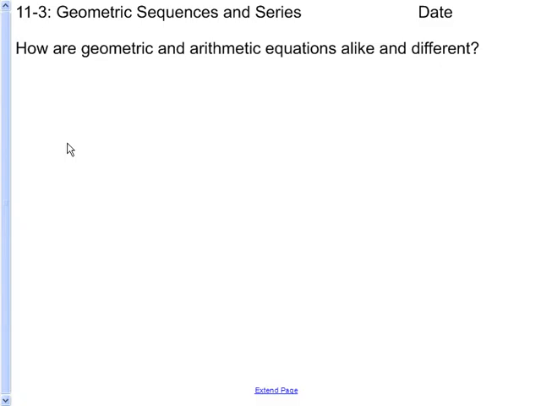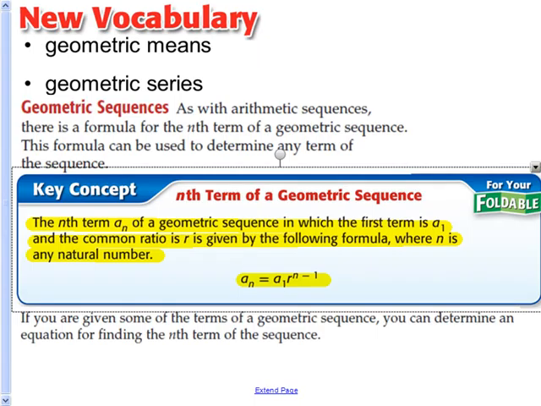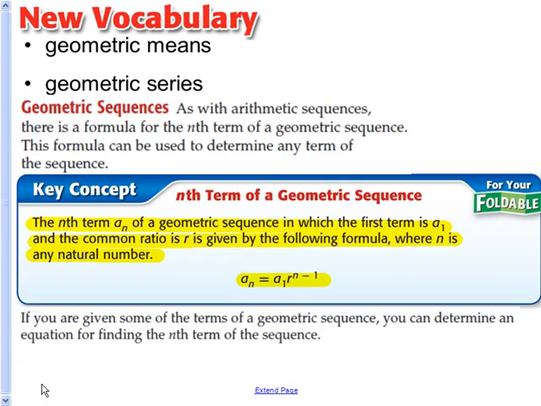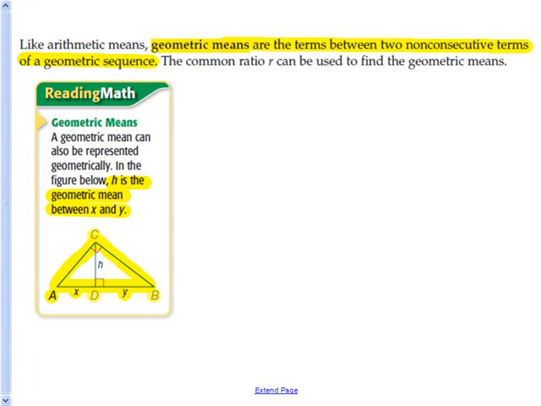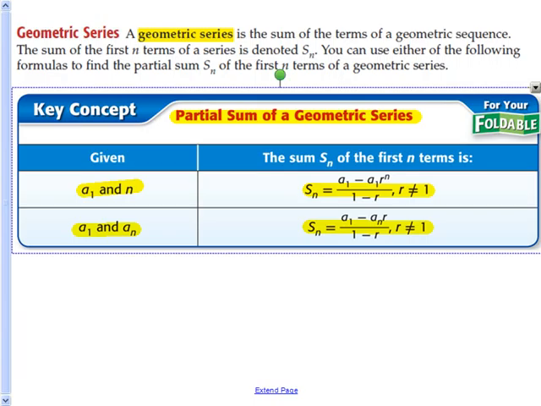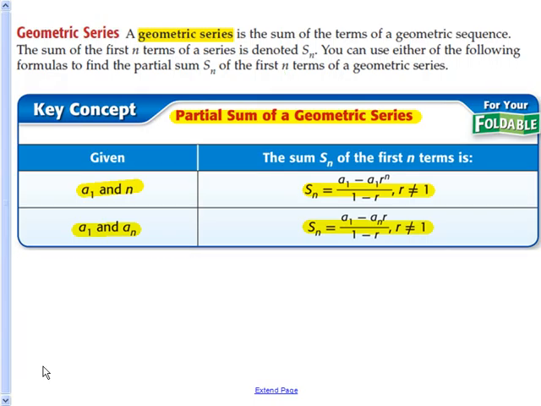Today's lesson is 11.3, Geometric Sequences and Series. How are geometric and arithmetic equations alike and different? So here are some notes that we need to copy down. The equation for a geometric sequence, and then we talk about geometric means as well, and the summation of geometric means. They've got individual formulas there that you'll want to write down.